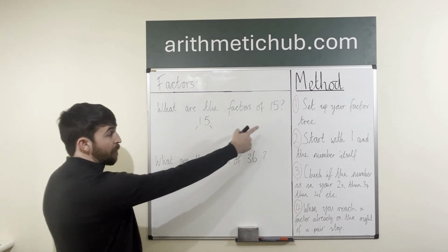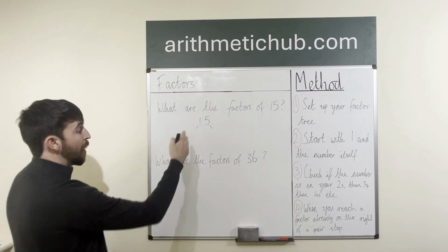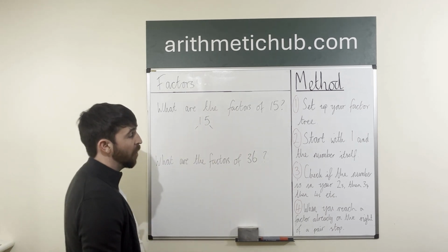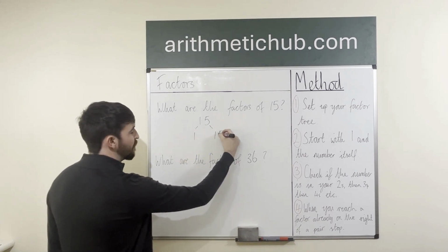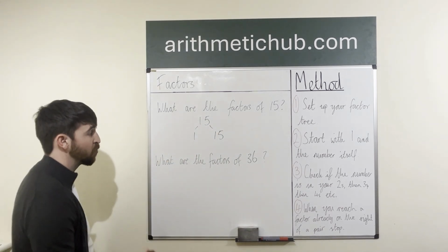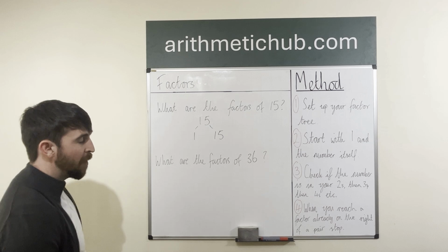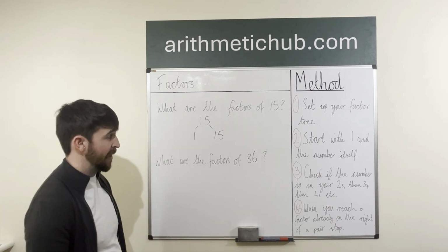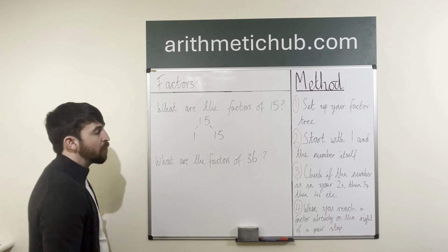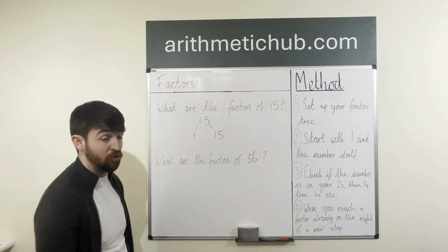So, first part of the method, set up your factor tree. I've done that, okay? Second part of your method, start with 1 and the number itself. So, the factors of 15, we know 1 and 15 are going to be factors of 15, because 1 times 15 is going to give you 15. The next part says, check if the number is in your 2's, then 3's, then 4's, and so on. Now, sometimes you may need to check all these. Sometimes, again, it can be done with the eye test or just our knowledge.